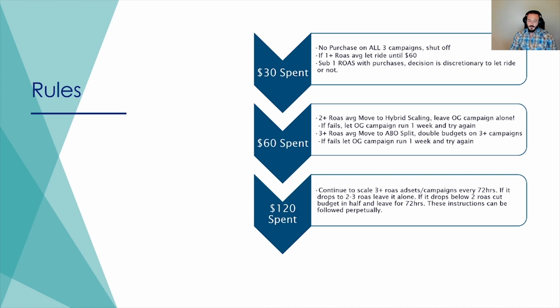So these instructions can be followed perpetually. Every 4 days, you're looking at a 4-day average. You're just going to make a decision on what makes sense for your ad set or your campaign based off of the 4-day average and what ROAS it's pulling. It's very simple stuff, guys. So you're going to get to see me make some of these adjustments here in the live demonstration. So we're going to roll right into that now.